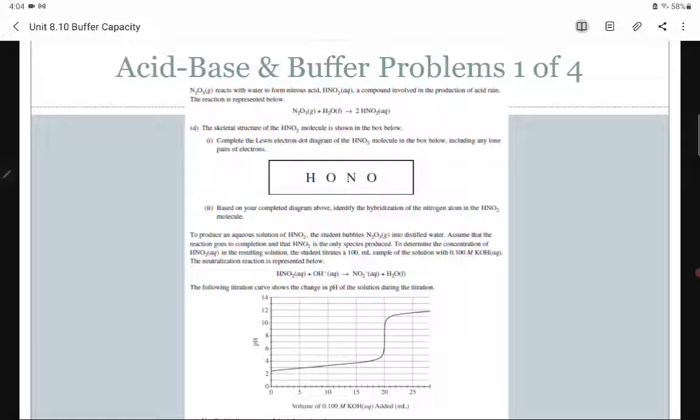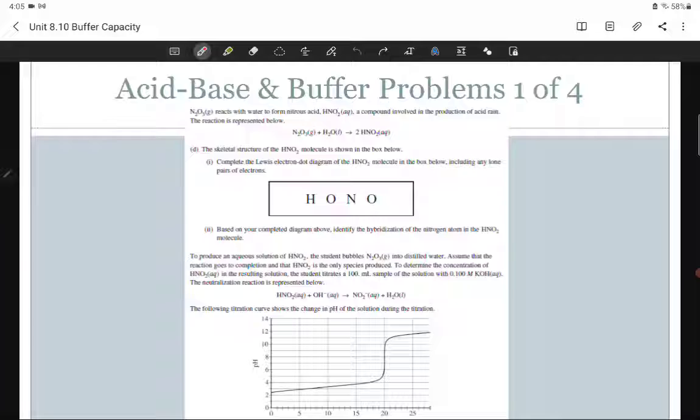So our first question doesn't even deal with acid bases per se. It's Lewis dot structures. It says complete the Lewis electron dot structure of HNO2 in the box below. Include any lone pairs. So I think you guys know that you need two dots between hydrogen and whatever else it's with. Typically nitrogen has a lone pair. Typically oxygen has two lone pairs.